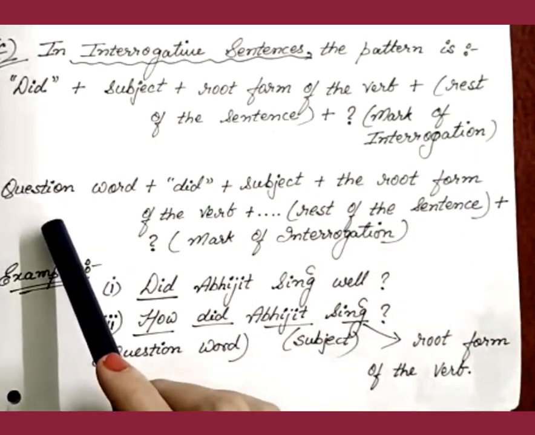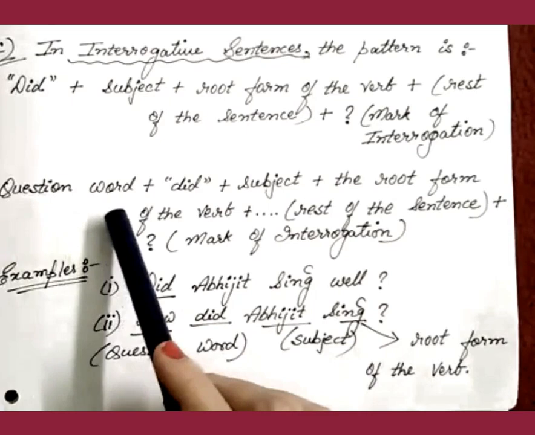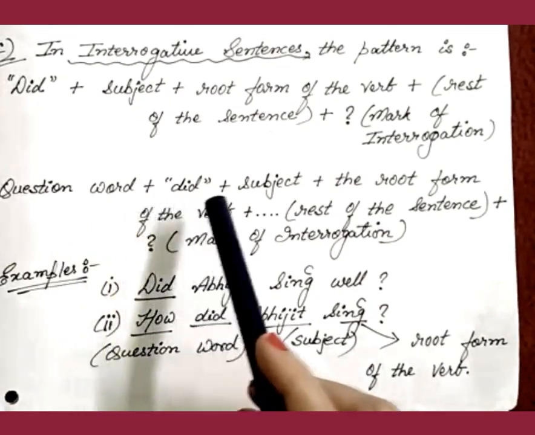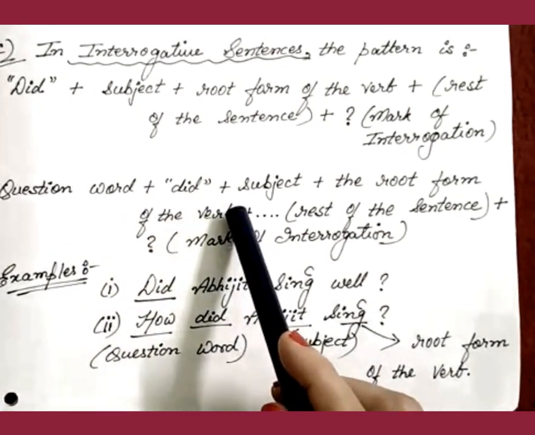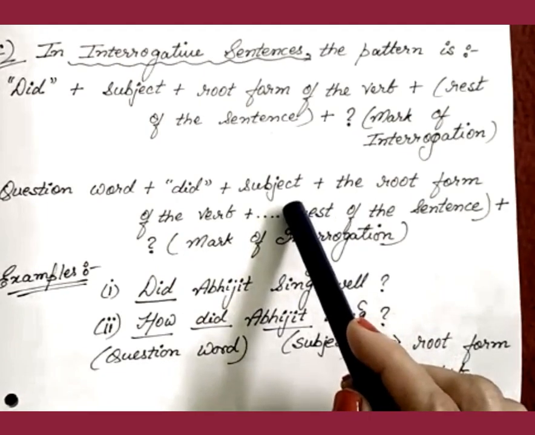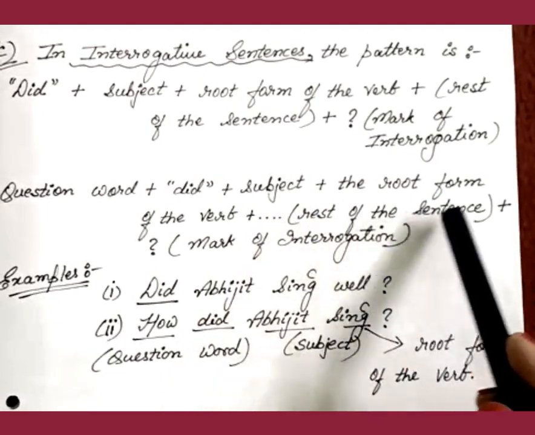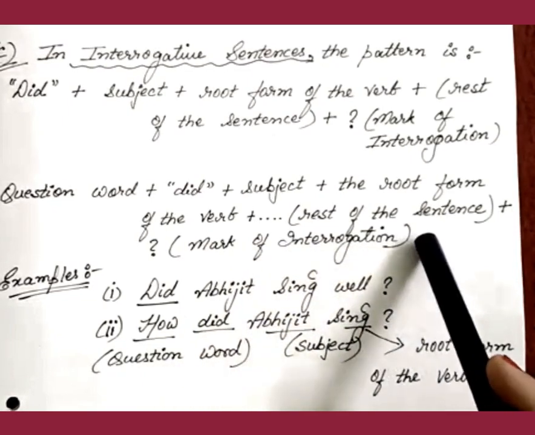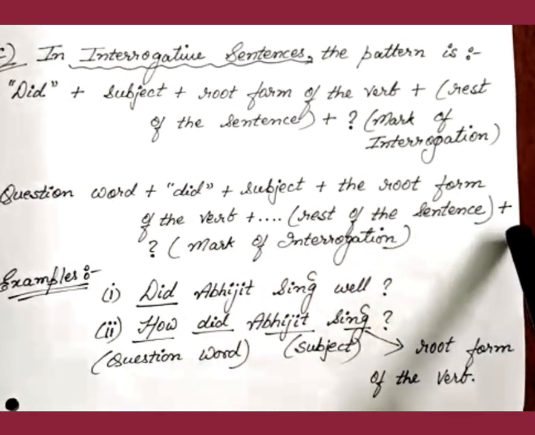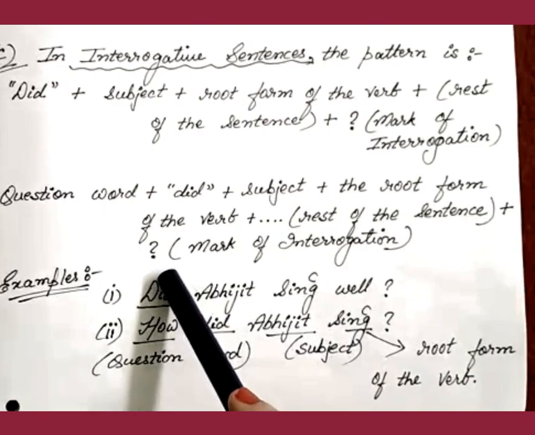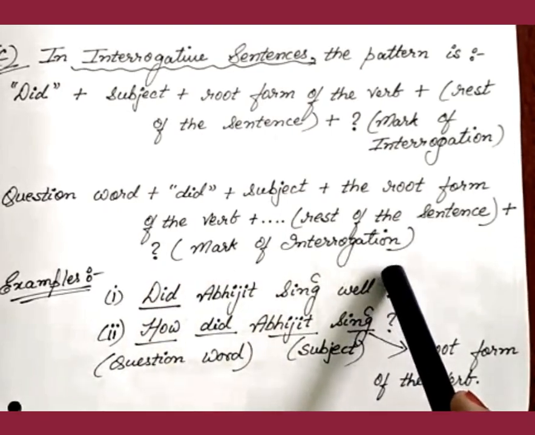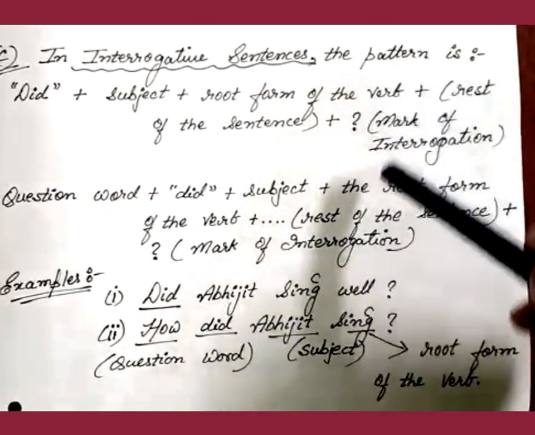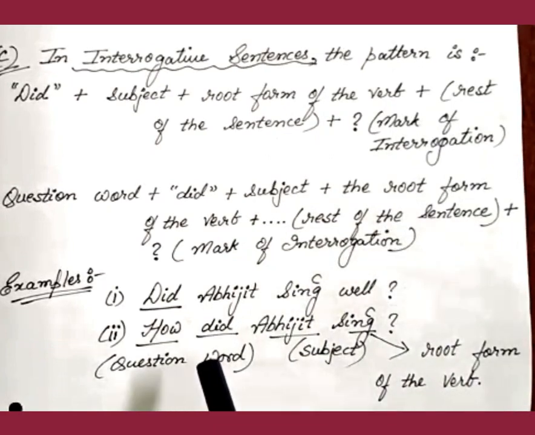The other form is question word plus did plus the subject plus the root form of the verb plus the rest of the sentence, and towards the end again you have to add the question mark, that is, a mark of interrogation. Let's apply these two patterns and form the sentences.